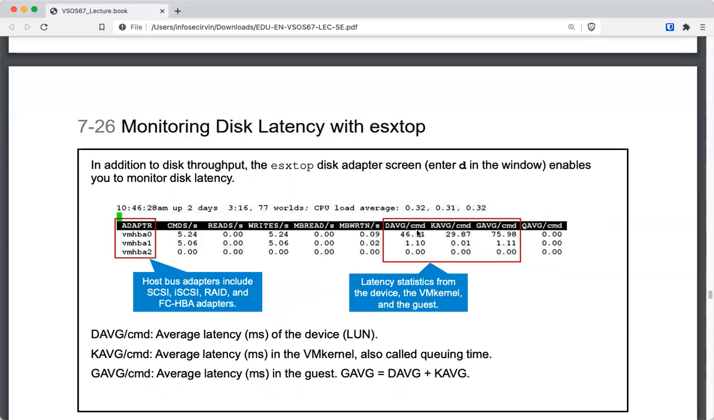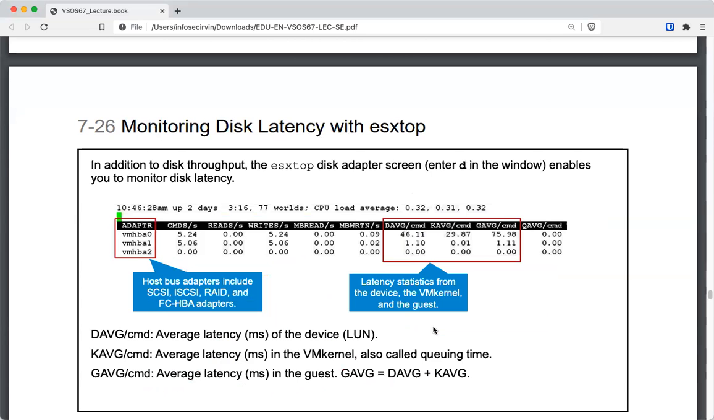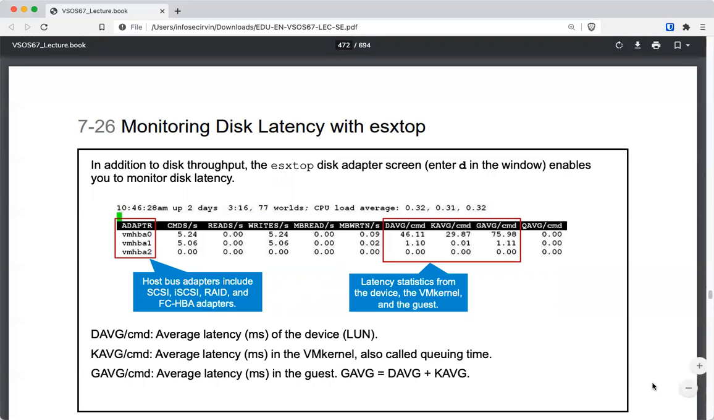So these same items are these, so you understand where it's getting this information. So you have the adapter and you have that information all listed here within esxtop.